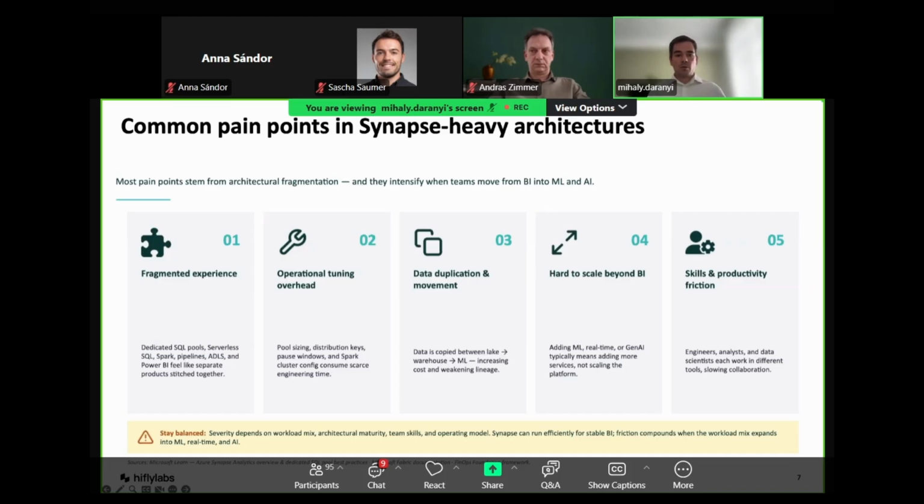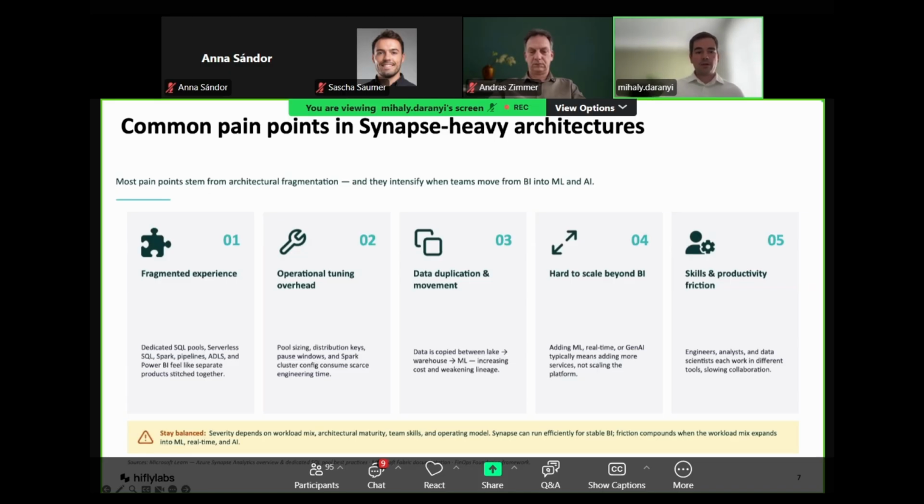The third one is data duplication and movement. Data is copied between lake, warehouse, and machine learning, which can increase the cost and weaken the lineage at the end. The fourth one is that it's really hard to scale beyond traditional BI. Adding machine learning, real-time, or GenAI typically means you need more services, which could be really expensive at the end because you need to activate new services from a platform.